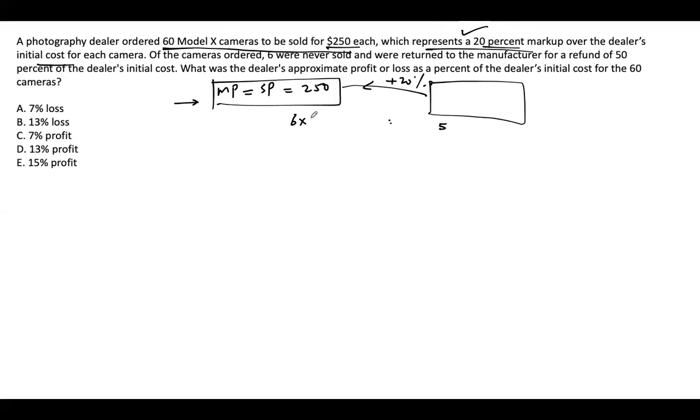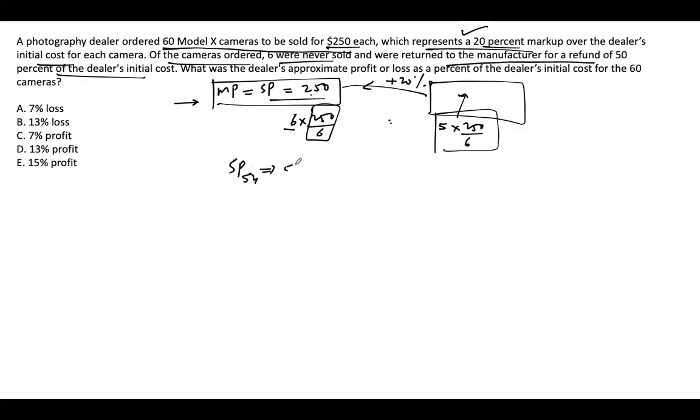So this is the equivalent. Cost price is 250 into 5 by 6. If this is 250, I need to make this as 250, so I'm multiplying by 250 by 6. So this is 250 by 6. This is my cost price. And of the cameras ordered, 6 were never sold and were returned to the manufacturer for a refund of 50%. This means, let's say 54 items got sold properly.